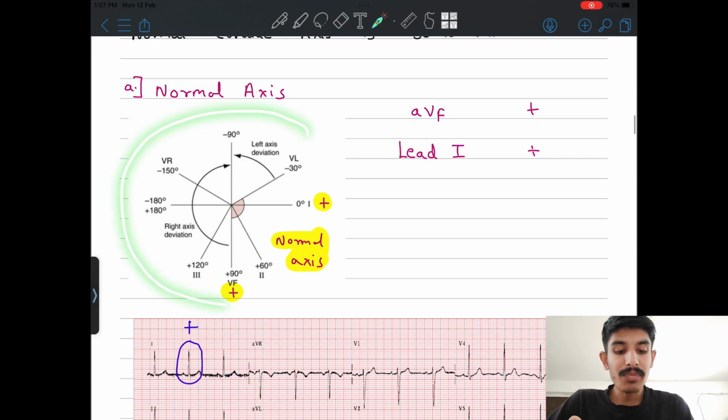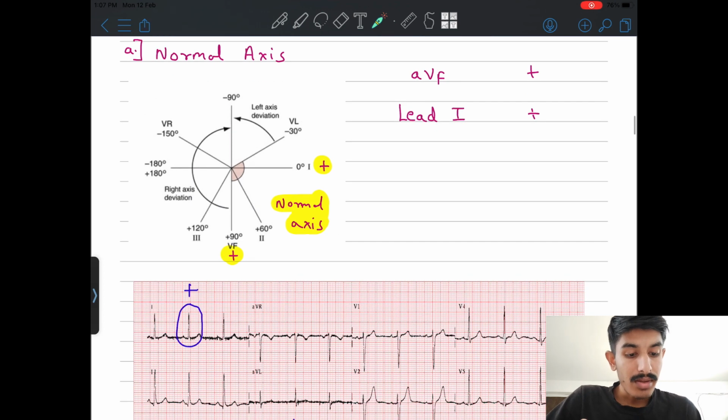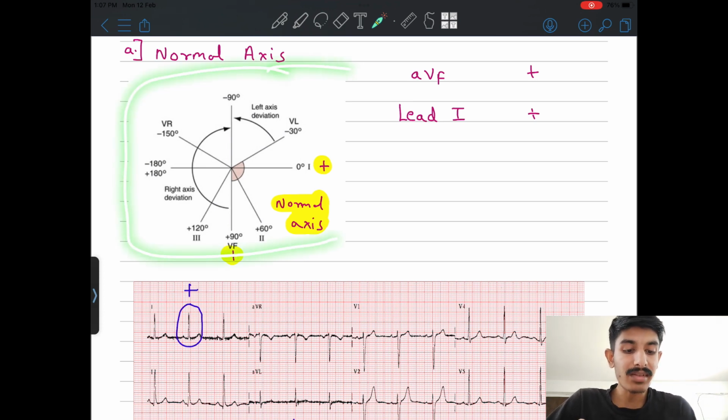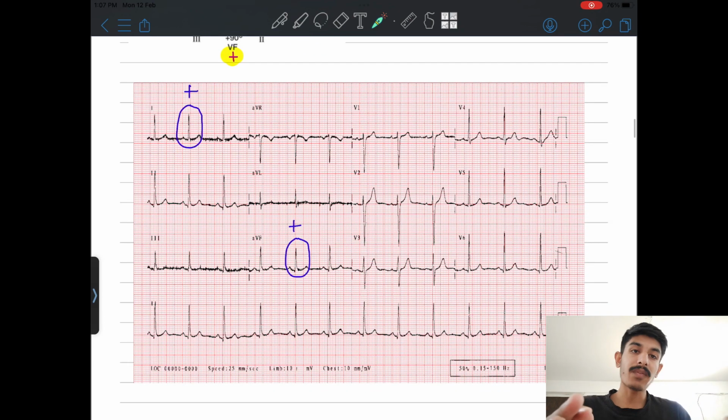So every lead has some positive or negative part, okay, as I told you. So there are 30, 60, 90, 120, 150 and 180. By this axis we can learn where your heart axis is present. For example, first you should go to the ECG and check what leads are present, positive or negative, in two parts.